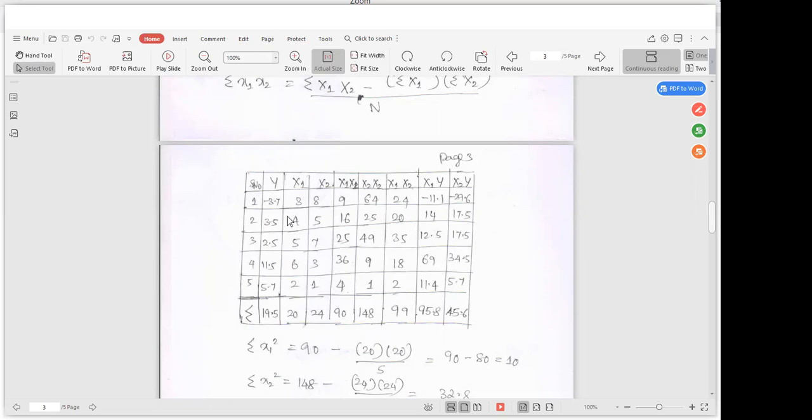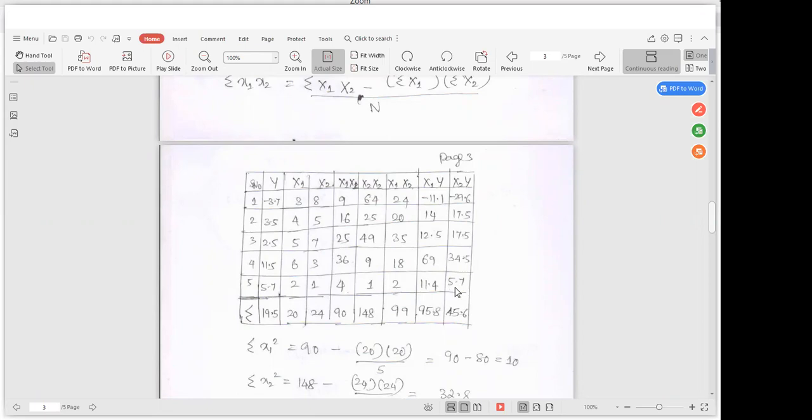Similarly we need to multiply x2 and y. 8 into minus 3.7 gives minus 29.6. Again 5 into 3.5 is 17.5, 7 into 2.5 is 17.5, 3 into 11.5 is 34.5, and 1 into 5.7 is 5.7.